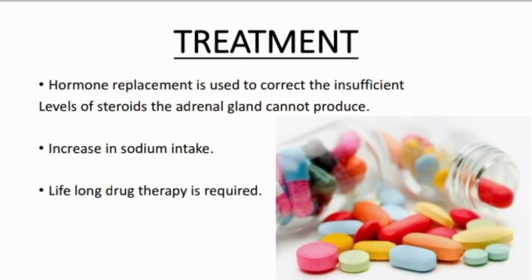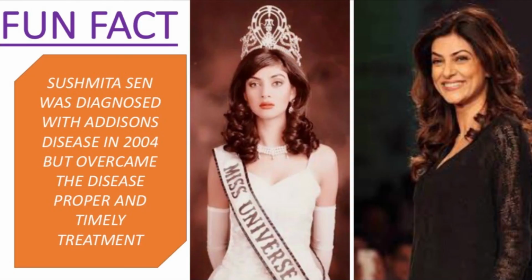but I would like to end the session on a fun fact. One of the famous Bollywood actors, Sushmita Sen, was diagnosed with Addison's disease in 2004, but she recovered from it because of timely treatment.